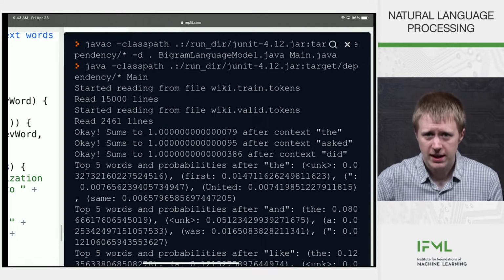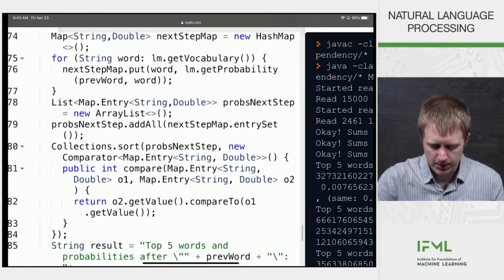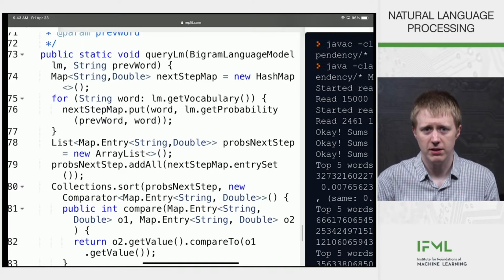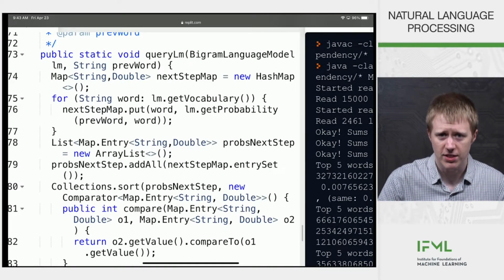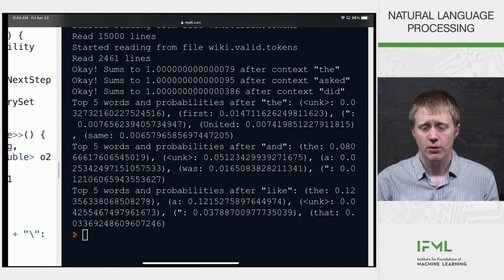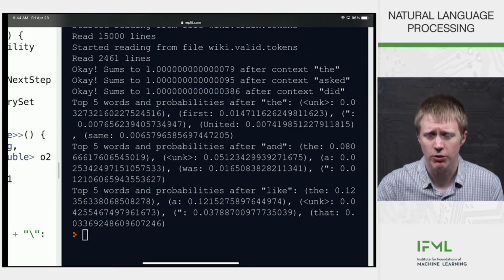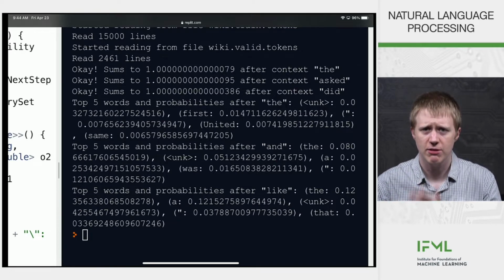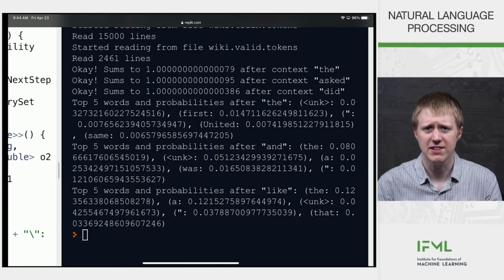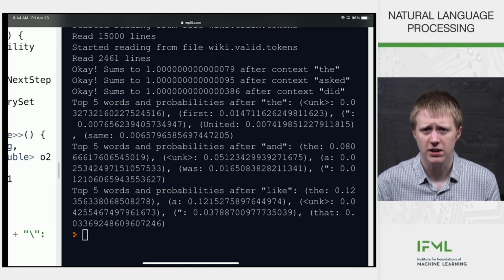So then the next thing that we do is query the language model. And so I'm not gonna focus too much on the code here. It involves a little bit of iterating through these maps and stuff to get the five highest scoring words. Let's instead look at what it does. So it returns this list of, in this case, the top five words and probabilities after the word the. Which in this case, the most likely next word is actually this unk word, which is a placeholder that's used in the data to get rid of things like entity names or place names that aren't in the vocabulary. So after the word the, you're actually most likely to see this unk placeholder.